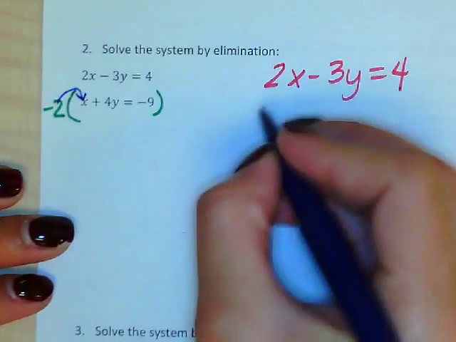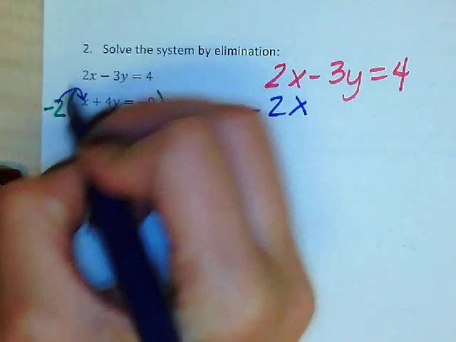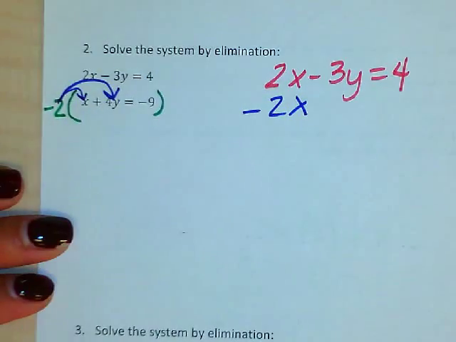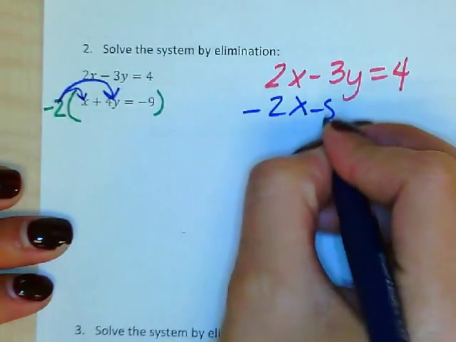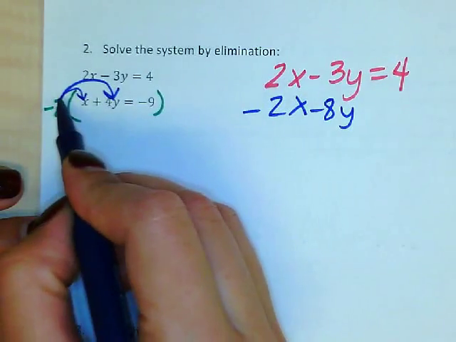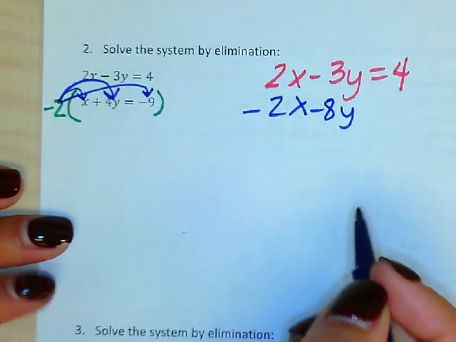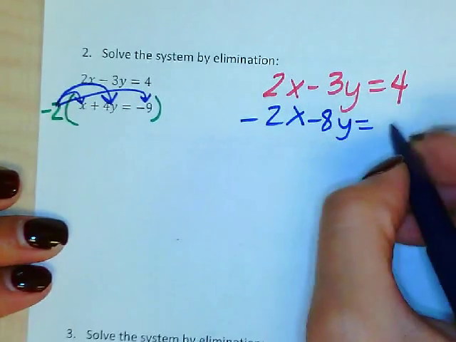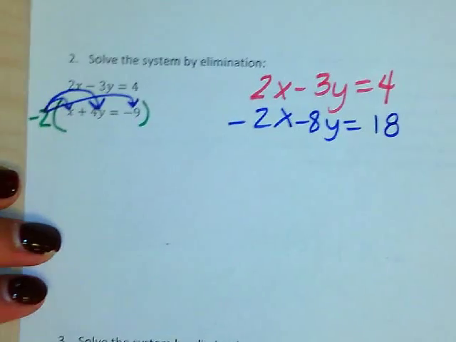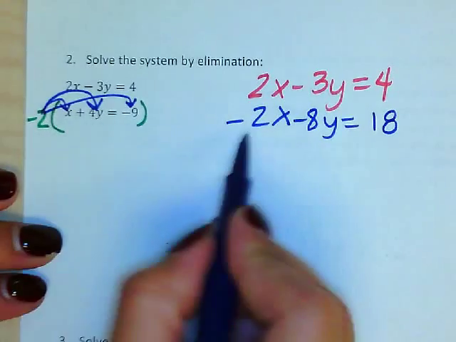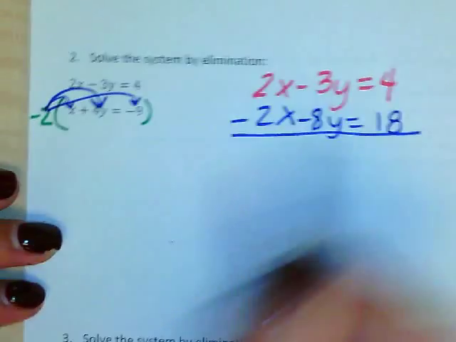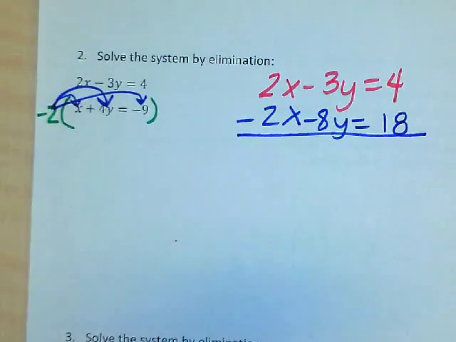So -2 times x, -2x. -2 times +4y, -8y. And finally, -2 times -9 would give me +18. Okay, so that bottom one became this one. Now I can add them together.